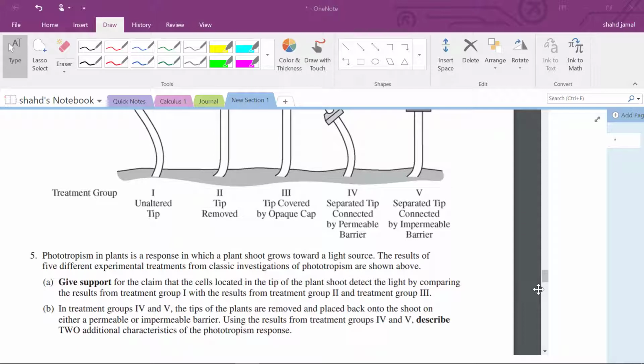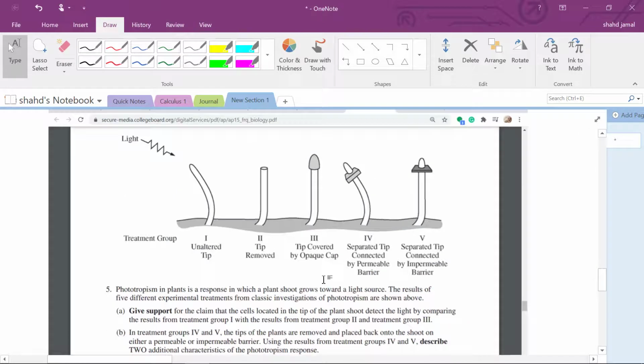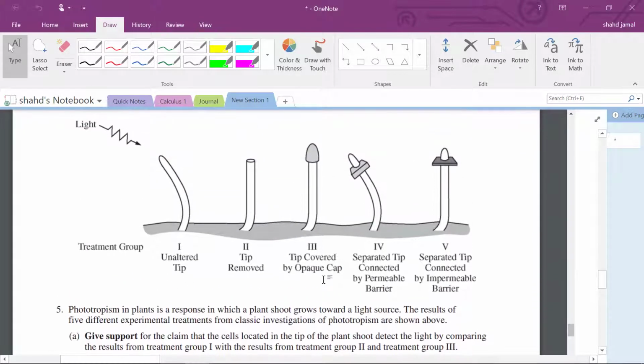Part A says to give support for the claim that the cells located in the tip of the plant should detect the light by comparing the results from treatment group 1 with the results from treatment group 2 and treatment group 3. So first of all, let's analyze the treatments of the groups themselves. In treatment group number 1, we have an unaltered tip, so as we can see it bends towards the light, and that is what the phenomenon of phototropism is.